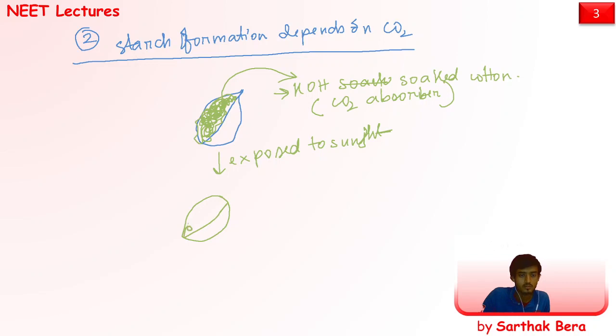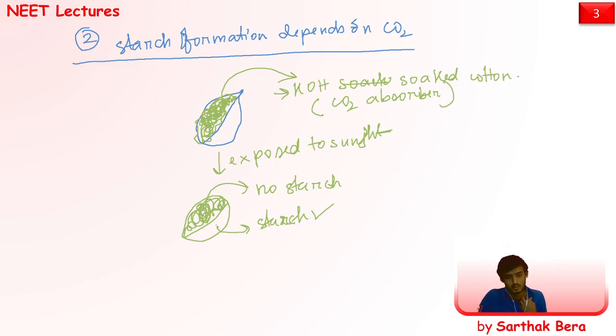The half leaf where the KOH soaked cotton was placed has no starch, whereas the open portion of the leaf has starch. Where the KOH soaked cotton was placed, there was no starch, and the open portion of the leaf contains starch. So what does it mean?